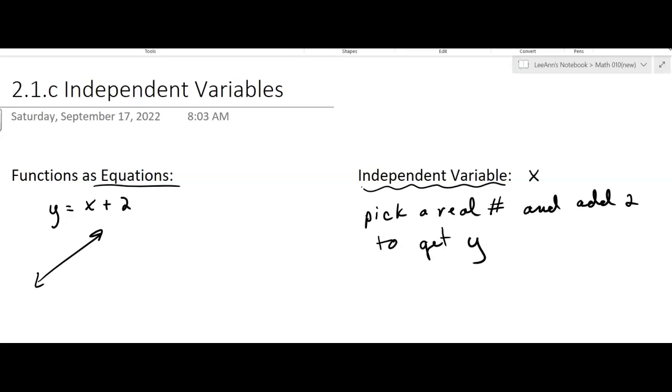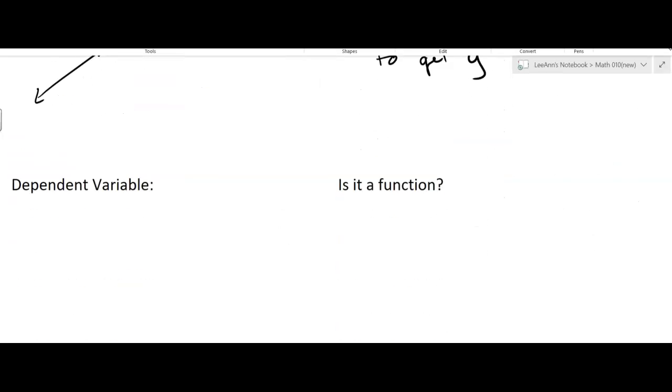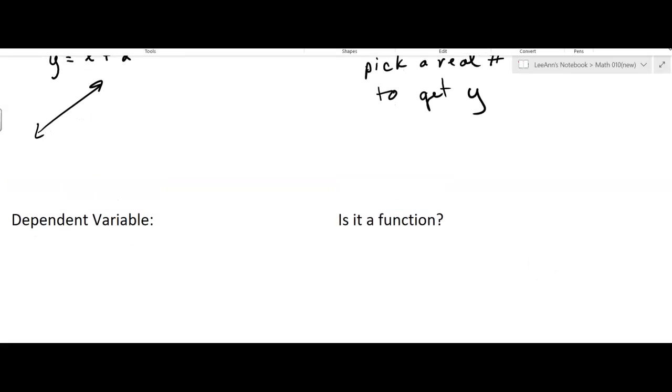So our y is in terms of x, okay? So that's another way to say it. Y is in terms of x. Okay, so the dependent variable in this case would be y. All right. So how are we describing the output? It's like input and output. I take a real number, I put it in, I add 2, and I get out another number, okay?